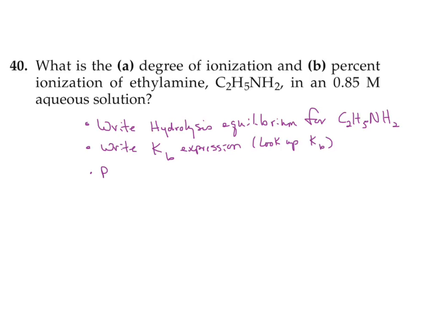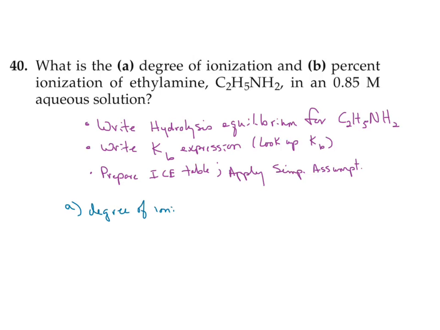So write the equilibrium, write the Kb expression. You can look up Kb. Prepare an ice table. Apply a simplifying assumption. And then get equilibrium concentrations.